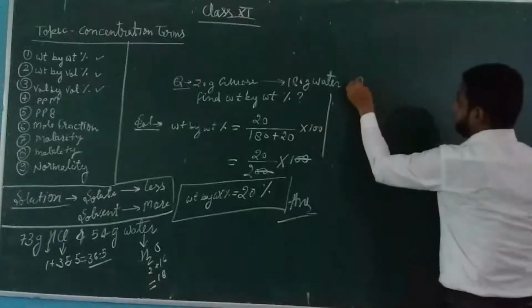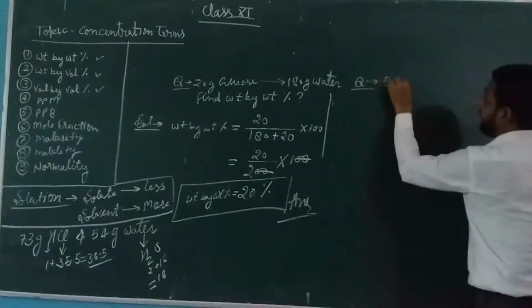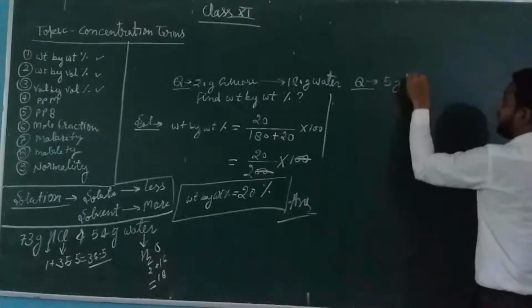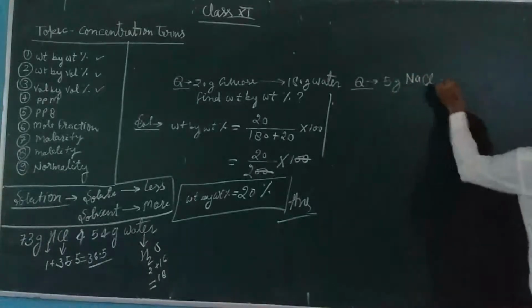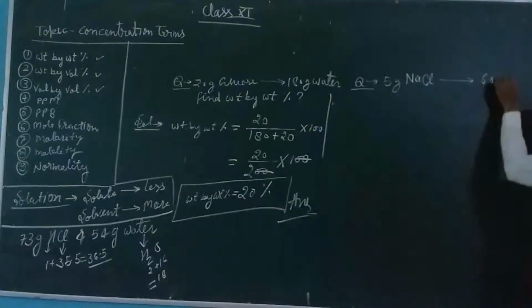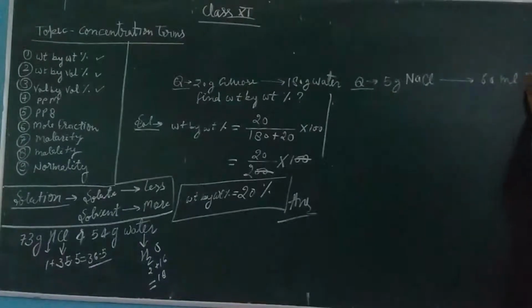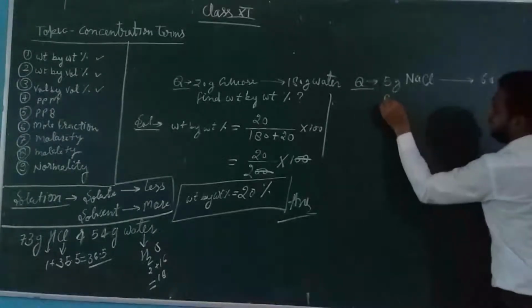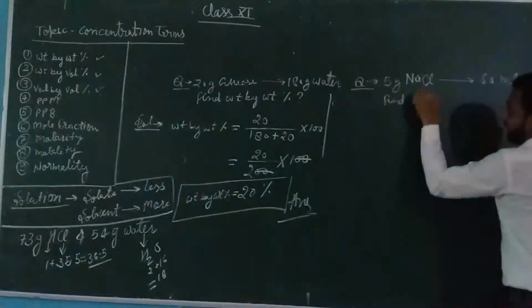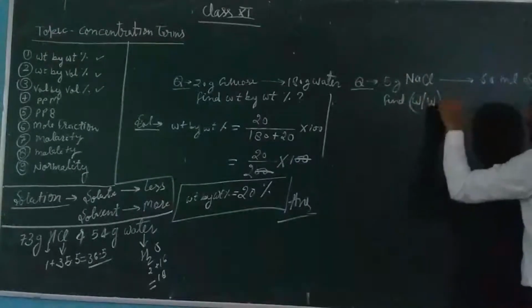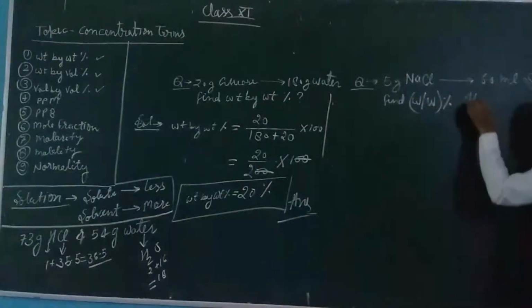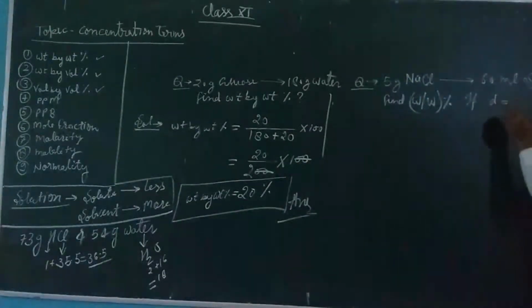Next question is: 5 gram NaCl is present in 60 ml of solution. Find the weight by weight percent if the density of solution is 1.2 gram per ml.